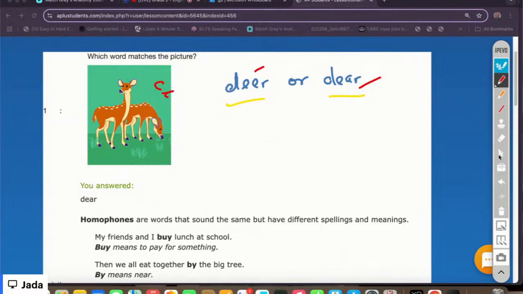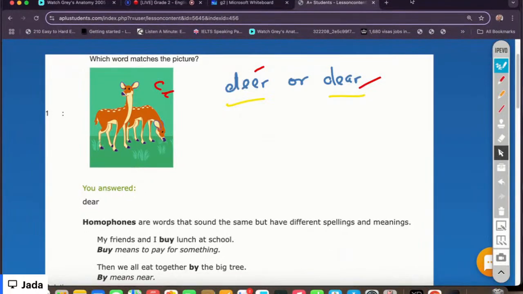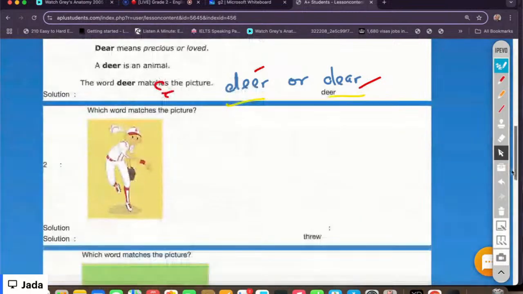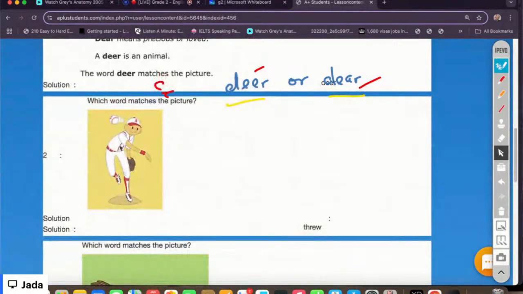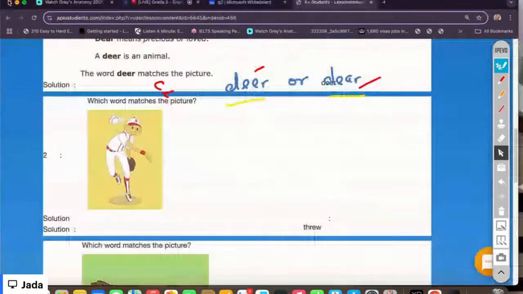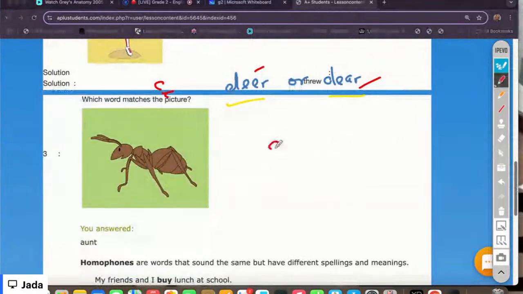Okay, so let's look at the next. So we have this one, true. So the person is throwing something. Then we have aunts or aunts. So which one is the right one? So aunts as in a mother's sister or father's sister. So hi aunt. And then we have aunts as in this one.